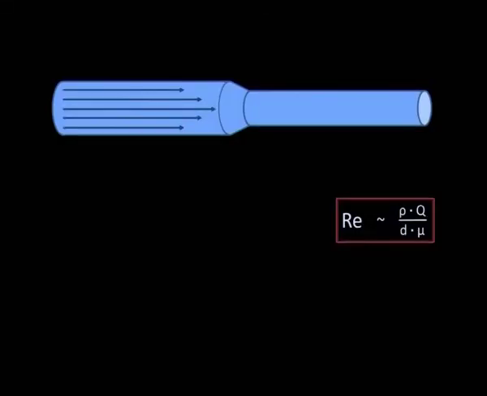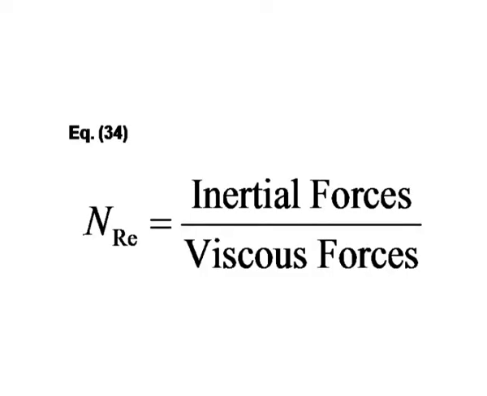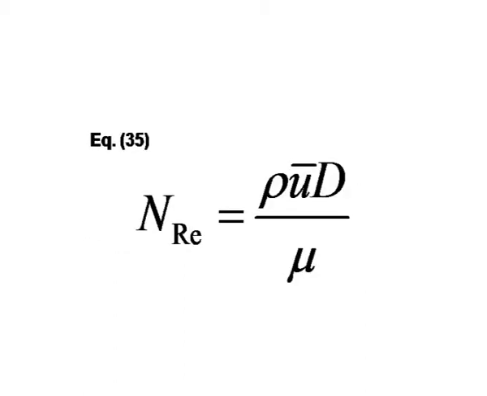The viscous forces, on the other hand, are a function of liquid viscosity. A dimensionless number named after the scientist, called the Reynolds number, is defined as the ratio of the inertial to the viscous forces. It is depicted mathematically in equation 34. NRE, that is the Reynolds number, is equal to inertial forces divided by viscous forces. In terms of physical quantities, NRE is equal to rho into u bar into d divided by mu.